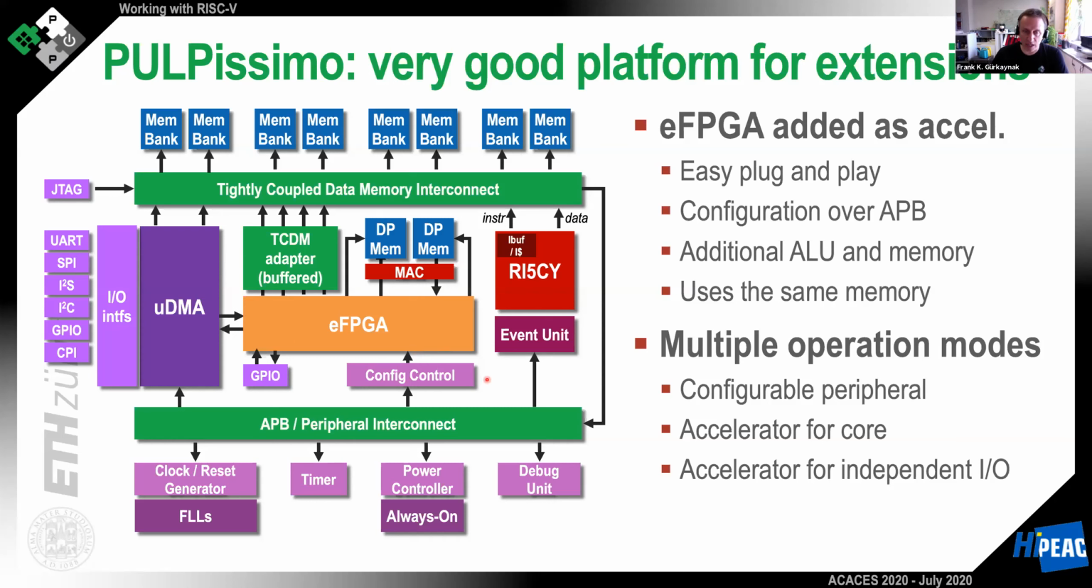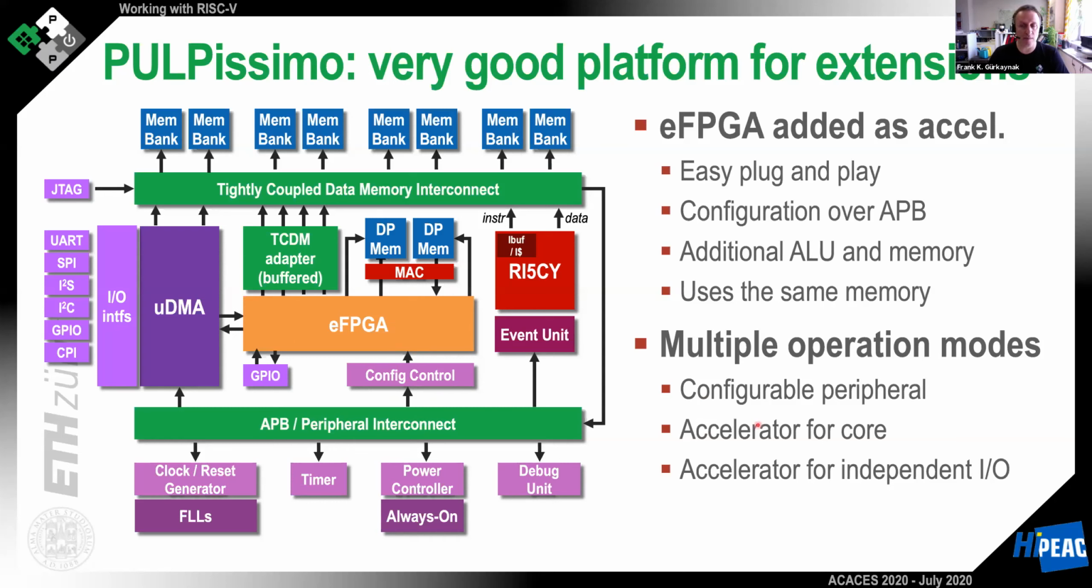We can reprogram the FPGA over the APB port. And the nice thing, once again, is both the eFPGA and the RISC-V core are able to access the same memories. So sharing data between them is very easy. So it can work as an accelerator for the core.